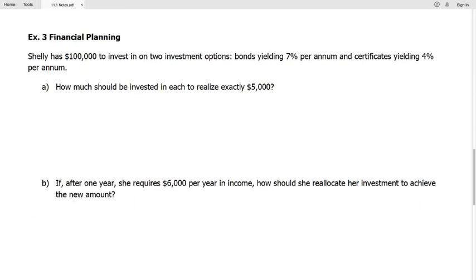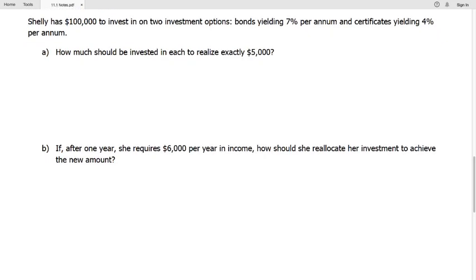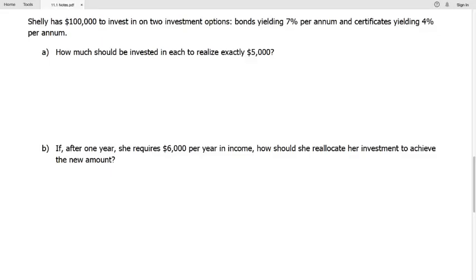Financial planning. Okay, so we have $100,000 to invest in two investment options: bonds that yield 7% per annum, which means just per year or annually, and certificates yielding 4% per year. We want to know how much should be invested in each to realize exactly $5,000. So if we want to get $5,000 back on top of our $100,000 investment, how do we break up that $100,000 in order to get exactly $5,000? How much of that $100,000 are we going to put into bonds? How much are we going to put into certificates?